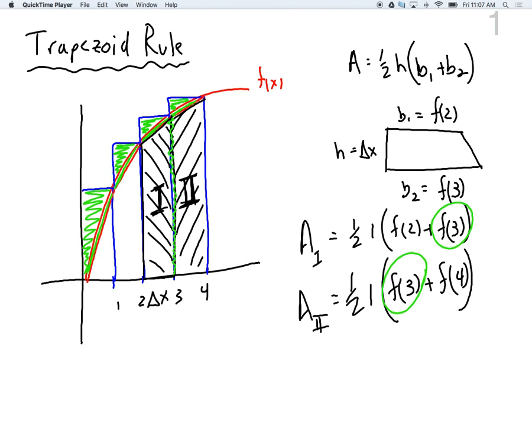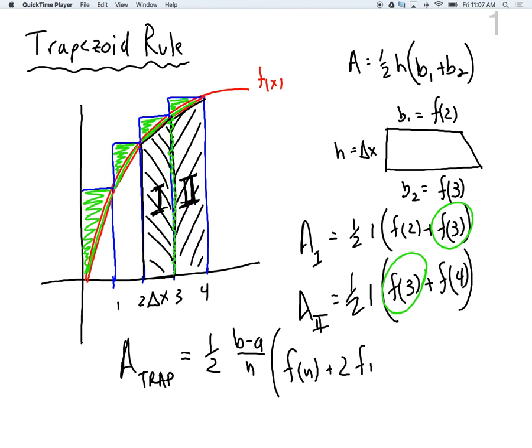The actual trapezoid rule is area using a trapezoid is equal to 1/2 b minus a over n times f of n plus 2 times f of n plus 1 plus dot dot dot plus 2 times f of, however you want to do that, n plus some value, question mark, plus f of our last one, which we'll just call f of the end, which you clearly can't read.